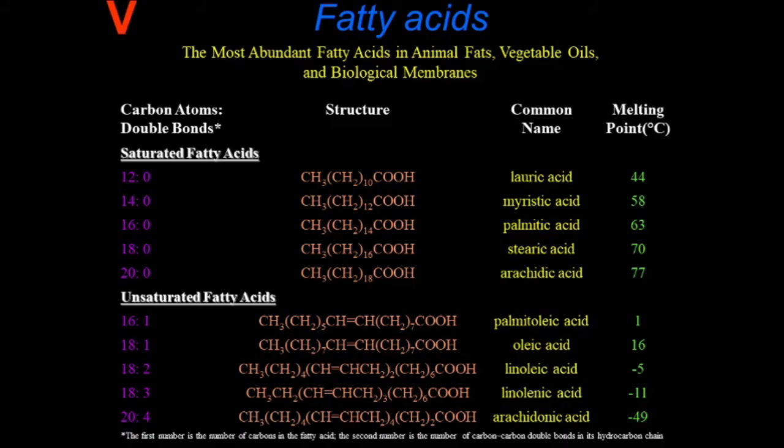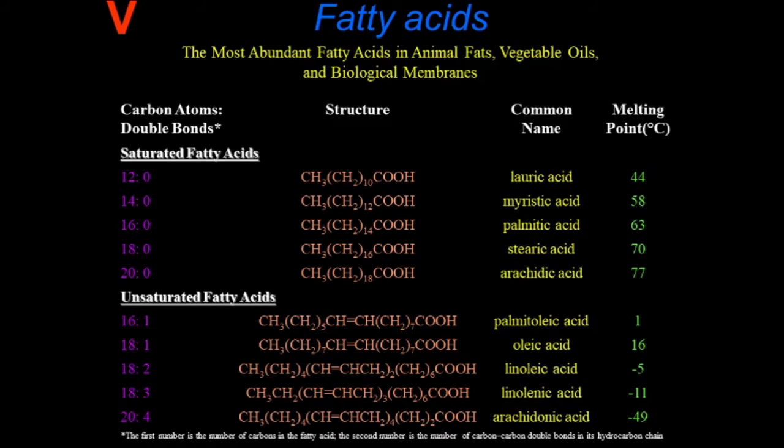Fatty acids. Long unbranched chain carboxylic acids, most commonly consisting of 12 to 20 carbons. They are derived from the hydrolysis of animal fats, vegetable oils, and the phospholipids of biological membranes, for example.